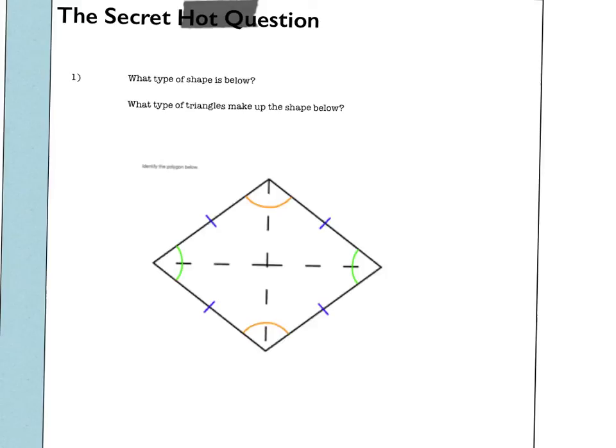Now for your secret hot question of semester 1. Let's get it together, guys. Let's do it really well this time. Okay. What type of shape is below? So if we look at the shape below us, what do we call it? What's its proper name? And what type of triangles make up the shape below? So not just how many, but if you think back to the semester before and when we classified triangles and talked about equilateral and isosceles and acute and right, well, what type of triangle is the one below?